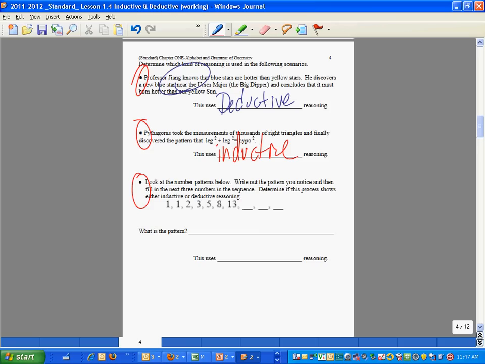Inductive. Why? Because you discovered a pattern, then you applied the pattern. It's actually both. It is actually both. How many of you said both? Okay. Ooh, over.